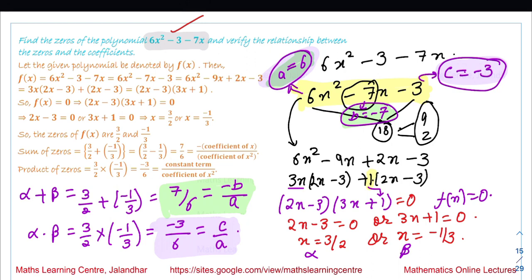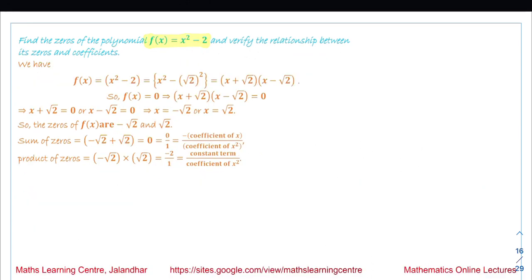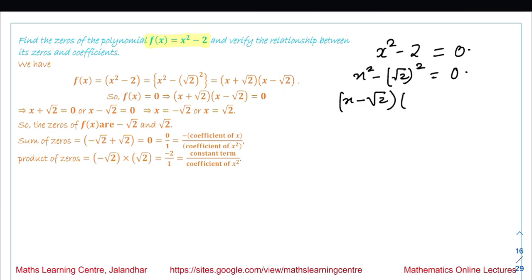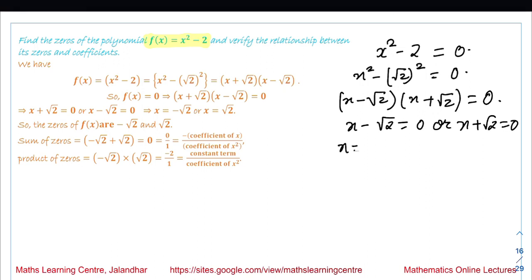Next, the polynomial f(x) is equal to x square minus 2 is given to us, and we have to find the zeros of this polynomial and verify the relation between zeros and the coefficients. So x square minus 2, suppose it is equal to 0. So we get x square minus root 2 square equal to 0. So it is x minus root 2 into x plus square root 2 equal to 0. So we get x minus root 2 is equal to 0, or x plus square root 2 is equal to 0. So we get x is equal to square root 2, or x is equal to minus square root 2.